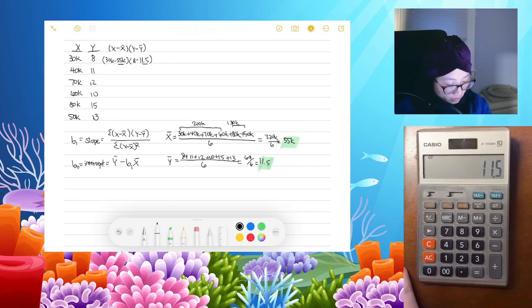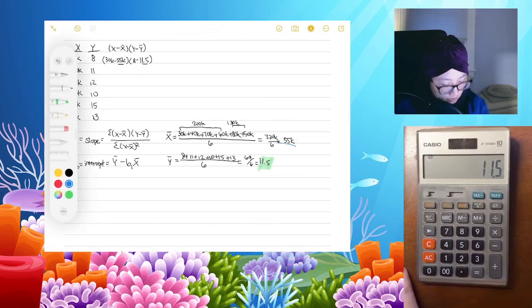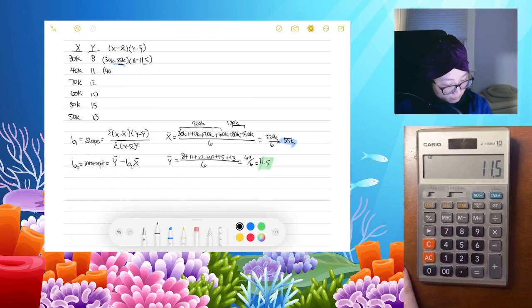And then when I write it out, perhaps if I do this, just give me a moment and I'll write this all out. Oops, I've got a typo. I should say 11.5.